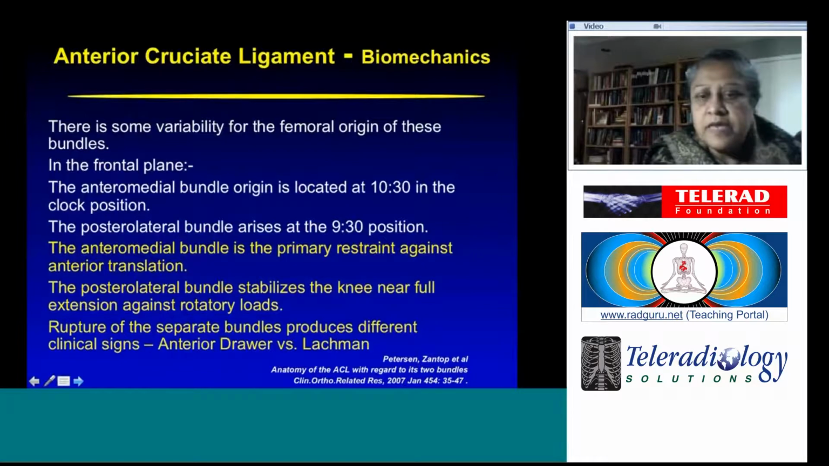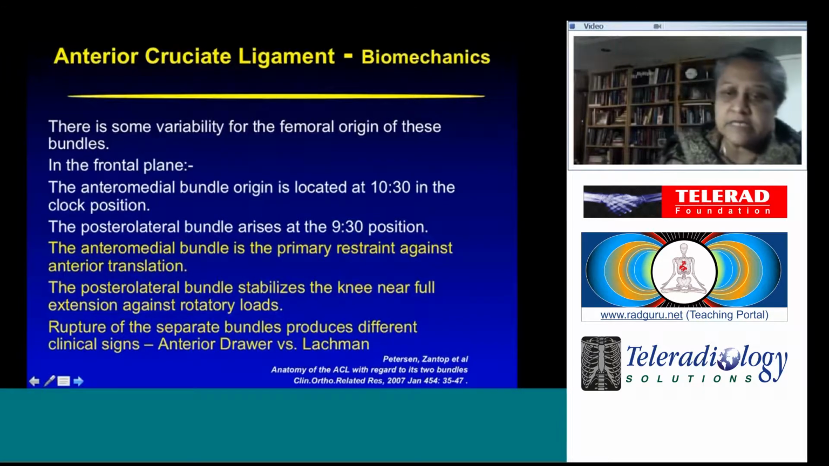The anterior medial bundle is the primary restraint against anterior translation of the tibia on the femur. The posterior lateral bundle stabilizes the knee near full extension against rotatory loads. Rupture of the separate bundles produces different clinical signs, such as the anterior drawer sign or the Lachman sign, respectively.